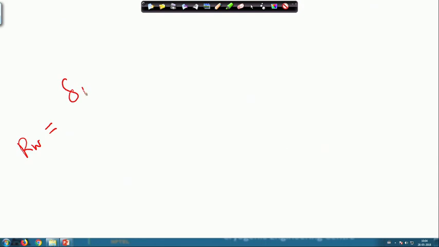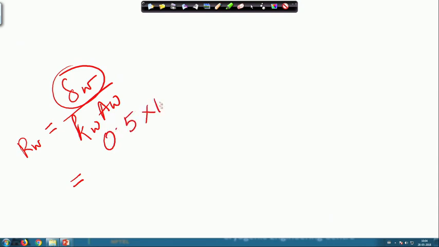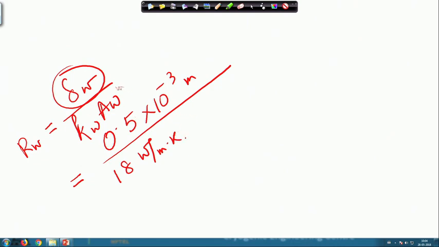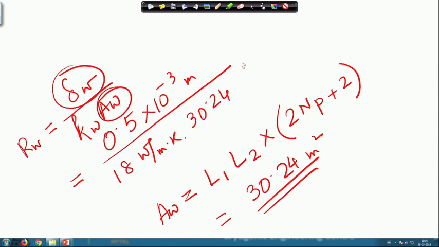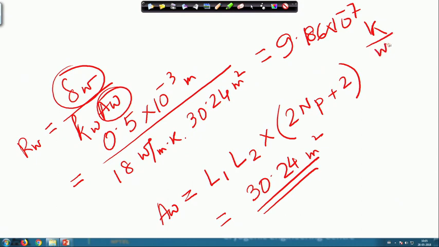So, this R W is basically the delta W divided by K of the wall times A of the wall, and this delta W is the thickness of the fin. So, that is equal to 0.5 into 10 to the power minus 3 meter, and K W is already given, 18 watt per meter Kelvin. A W is equal to the number of layers, L 1 into L 2 multiplied by 2 N P plus 2, number of layers we had. So, this comes out to be 30.24 meter square. So, this is quite substantial. So, R W will come out as 9.186 into 10 to the power minus 7 Kelvin per watt.